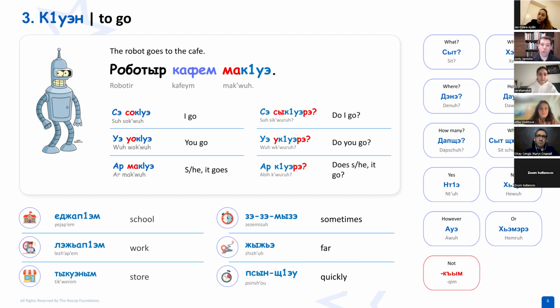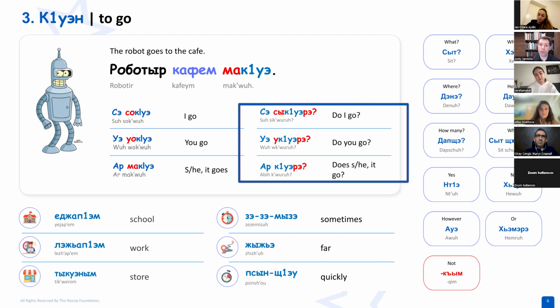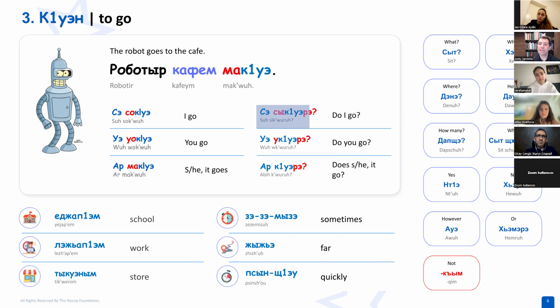transitive verb, you will use the pronoun ab. And if it's an intransitive verb, you will use the pronoun ar. Ar makwa. The question forms: sa sikura. Do I go or am I going? These are both the same translation. Wowukura. Do you go? Are you going?